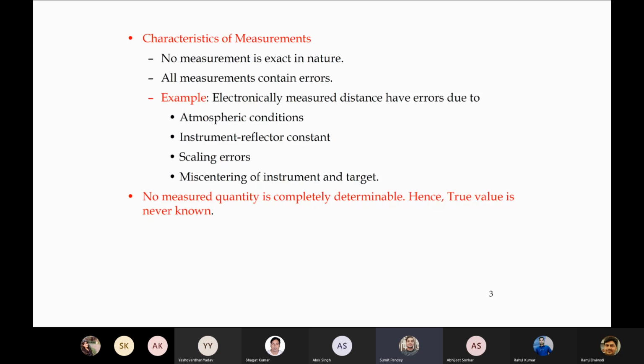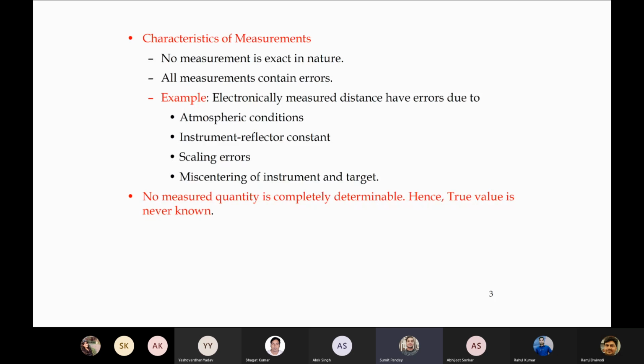Hello, sir, can you hear me? Yes. On one side, we are saying that true value is never known, and on the other side, we are saying that we are trying to get the true value. It means that... I never said that we are trying to find out the true value. Then sir, what are we actually trying to find about the true value?